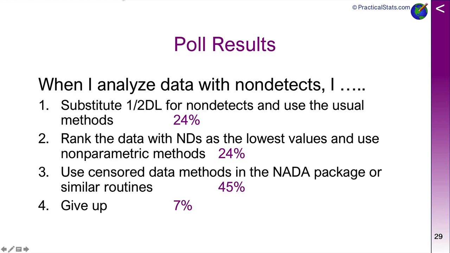Calling all of the nondetects the lowest value and using the non-parametric tests is a wonderful procedure if you have one detection limit, because you know that all of the nondetects are the lowest values in the data set. And so they can be ranked, they'll be tied with each other, and it's a great procedure with one detection limit. But with multiple detection limits, it's really not correct.